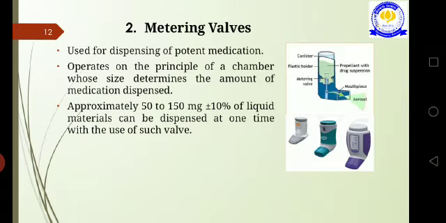Metered valve: as you know, asthmatic patients use metered dose inhalers. The name of the valve comes from the fact that on a single punch or single click, a certain amount, or metered amount, of dosage form will be expelled from the container. It is assumed that around 50 to 150 mg, plus or minus 10%, of the liquid material will be dispensed in one single click of the valve. That's why it is known as a metered valve or metering valve.